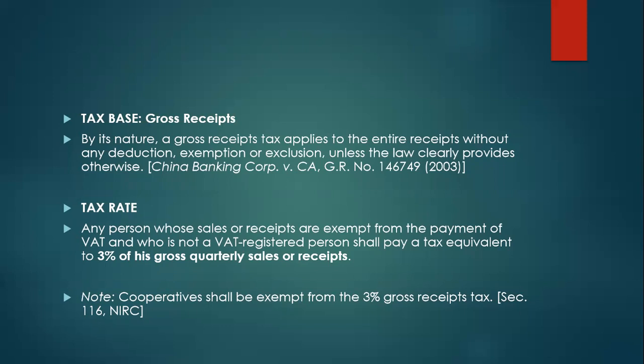Okay, what is the tax rate? So any person whose sales or receipts are exempt from the payment of VAT and who is not a VAT registered shall pay a tax equivalent to 3% of his gross quarterly sales or receipts. So basically, if you talk about percentage tax, the most generic percentage is the 3%. But there are specific rates as to the various services or goods that you sell. But the generic for businesses is 3% on the gross quarterly sales or receipts if you are a non-VAT registered person. Take note that cooperatives shall be exempt from the 3% gross receipt tax.